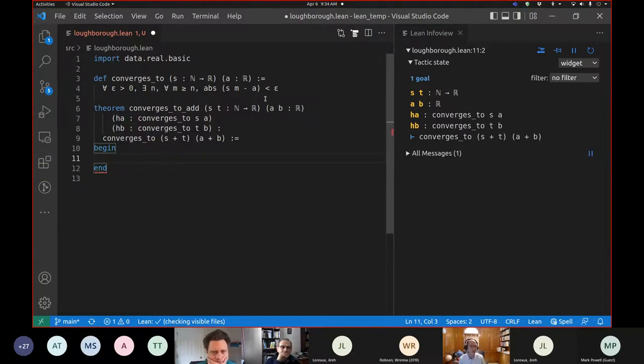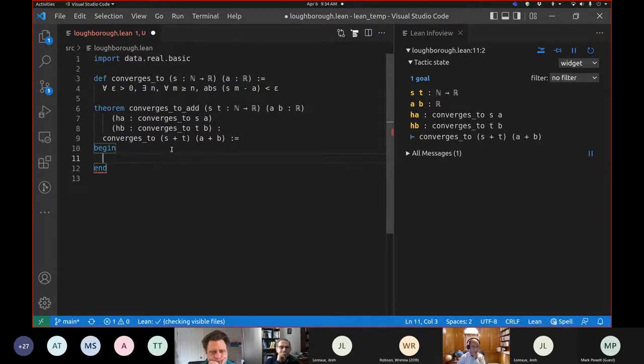And if you were teaching this in a class, one of the first theorems you prove for students is that if S converges to A and T converges to B, then S plus T converges to A plus B. So the theorem is named, I've given it the name converges_to_add. S and T are assumed to be sequences of real numbers. A and B are assumed to be real numbers. We're assuming that S converges to A and that T converges to B. And the colon is what the conclusion is supposed to be. So we're claiming that we can show that S plus T converges to A plus B.